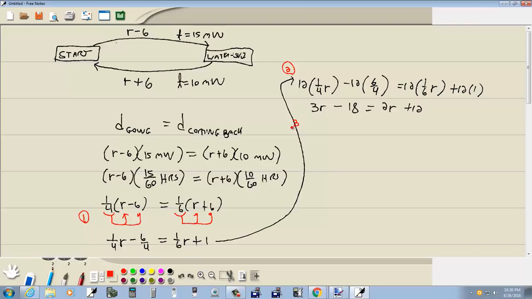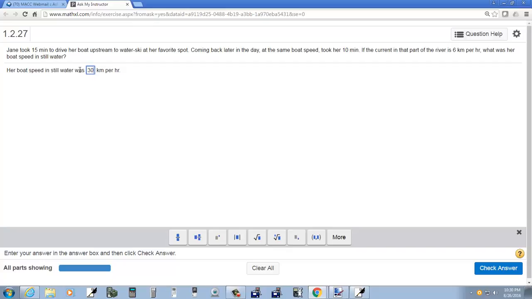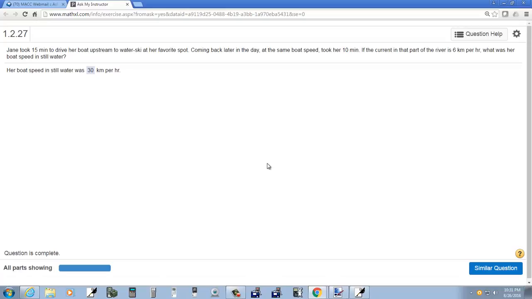Third step, we want to get everything with an R, all the terms, on one side, and the numbers, the constant terms, on the other side. So I'm going to take that 2R and move it to the left side. When you take anything across the equals, your sign changes, so 2R becomes a negative 2R. Take the negative 18 to the right side, and it becomes a positive 18. 3R minus 2R is R, and 12 plus 18 is 30. So that would be our boat speed in still water. So R is 30, and that's how you solve that particular problem.